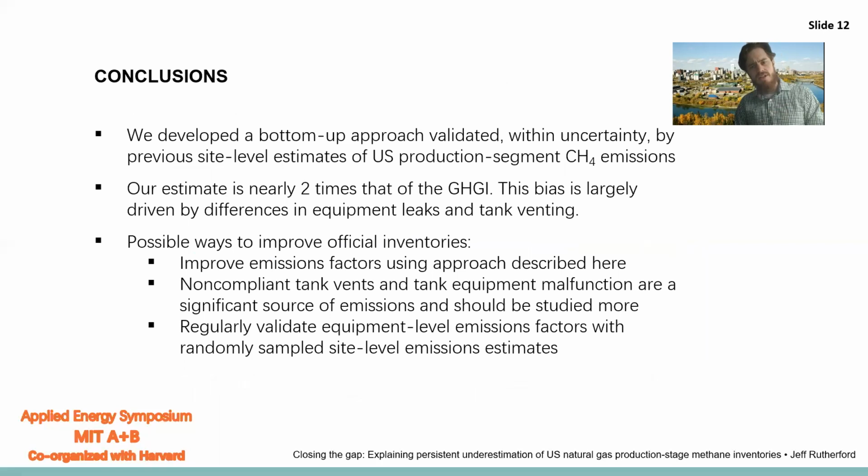So to conclude our study, we've developed a bottom-up approach validated within uncertainty by previous site-level estimates of US production segment CH4 emissions. We found our estimate is nearly 2 times that of the GHGI, much like the previous site-level studies by Alvarez and O'Mara. This bias is largely driven by differences in equipment leaks and tank venting. These inventories need to be improved based upon their importance for methane mitigation policy.